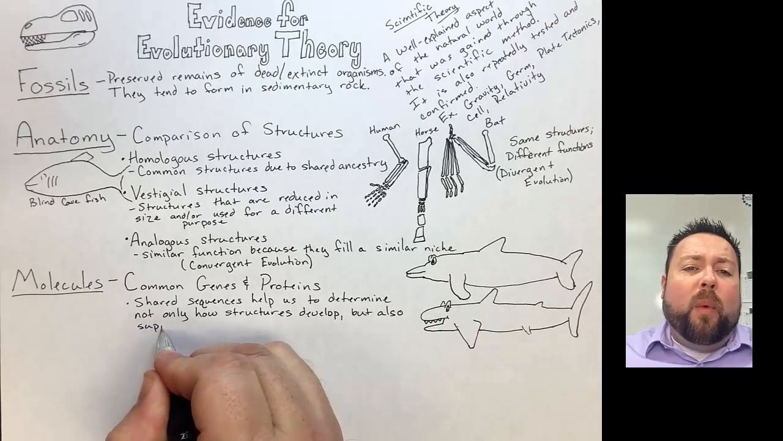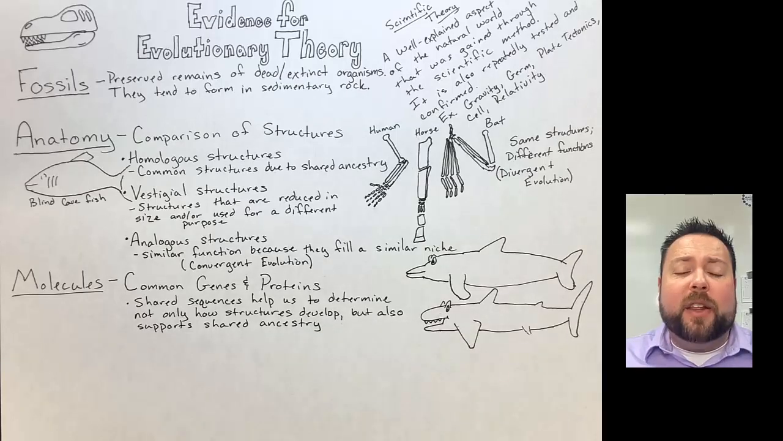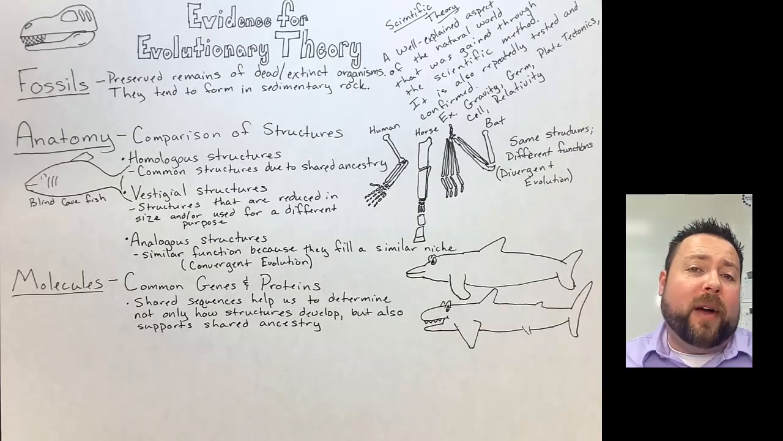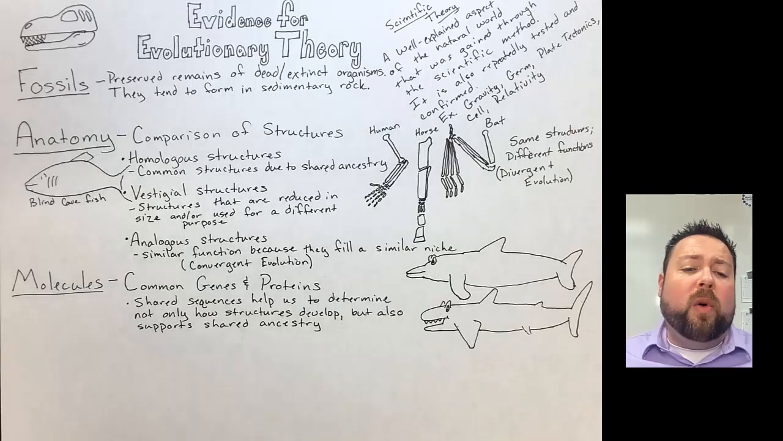And so what we look at here are the common genes and the common proteins. Now that we can actually see the order of the DNA, we can look at the order of the amino acids in the proteins. We can use those sequences to determine how those structures developed, but more than that, whether or not they share a common ancestry.